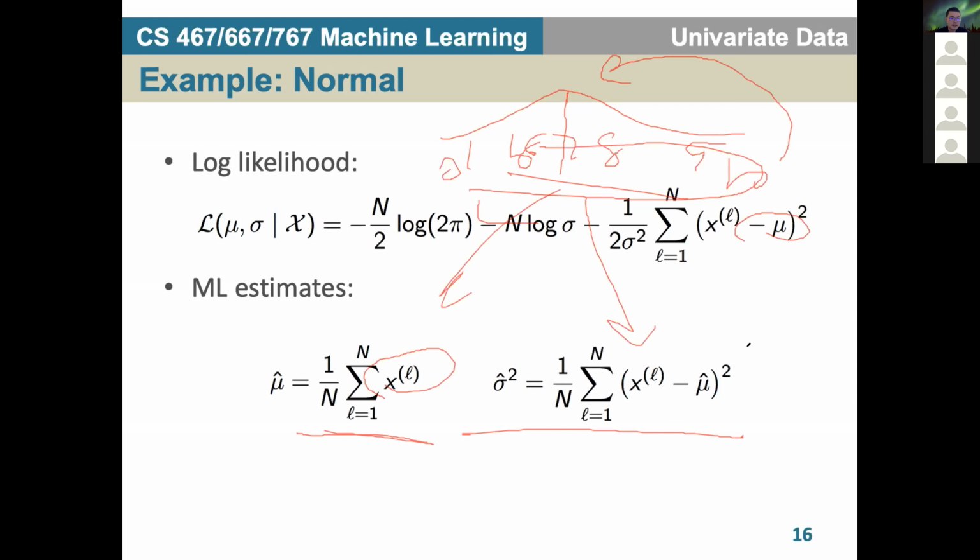So again, this is what we call the ML estimate. Let me change the name. This basically means that these two values are derived by maximum likelihood estimation. We will see how we derive this now.